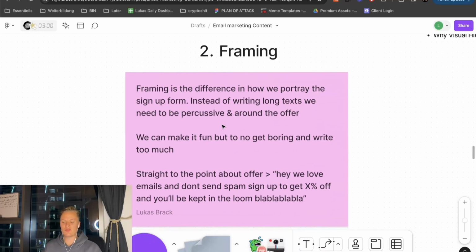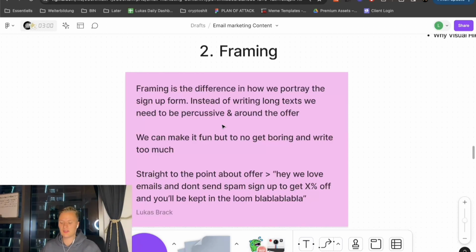Next one, framing. Framing is the difference in how we portray the sign-up form. Instead of writing long text, which you probably have, we need to be precise and focus on the offer. We can make it fun, but do not get boring and write too much. What we see is "Hey, be up to date, blah blah blah," just way too much text. People have super short attention spans, so we want to get straight to the point, to the offer.